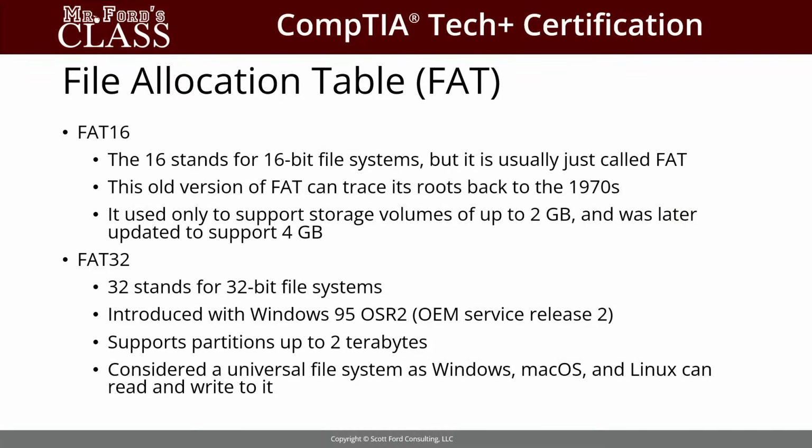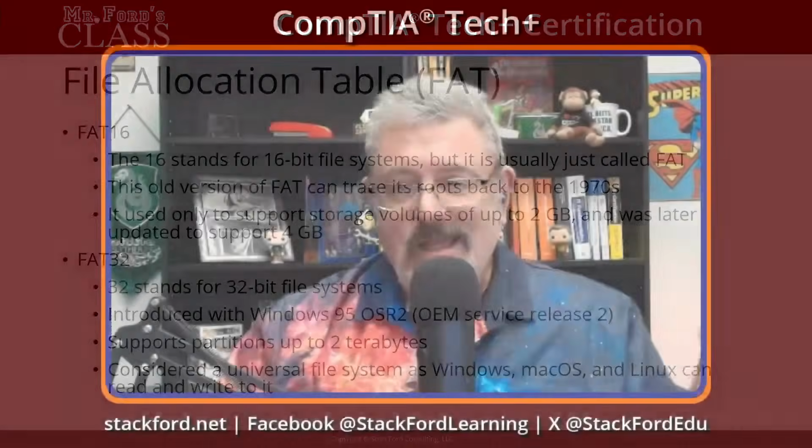FAT stands for File Allocation Table. FAT16 stood for 16-bit file system. We usually just called it FAT. This is the oldest version of the ones we're going to talk about. It traces its roots back to the 1970s. And when it first came out, it could only support storage volumes of up to 2 gigabytes, because who would ever need anything over 2 gigabytes?